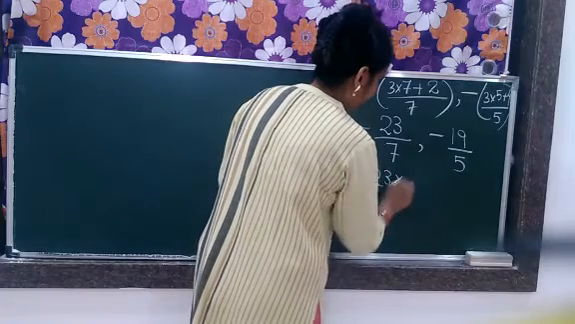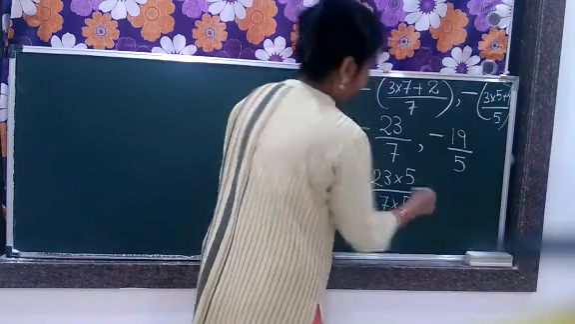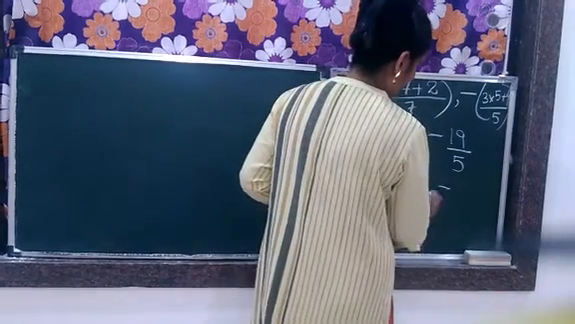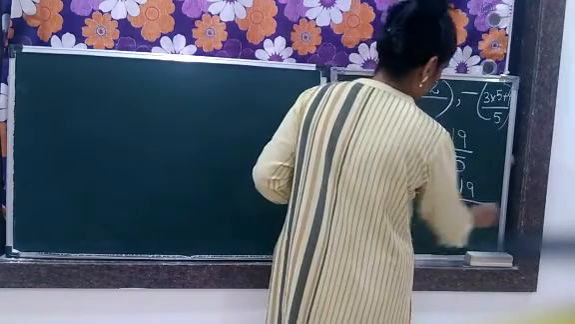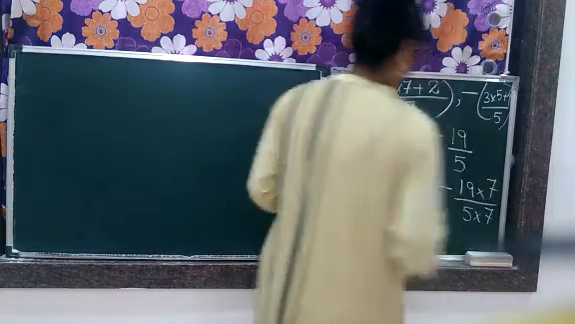Minus 23 into 5, 7 into 5, put a comma, minus 19 into 7 and 5 into 7.